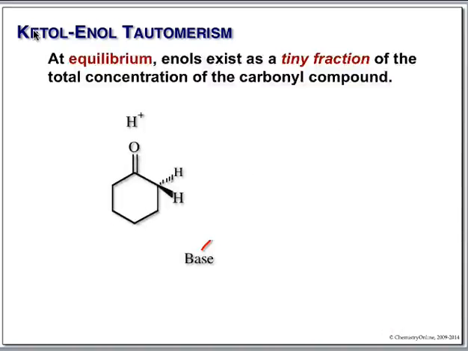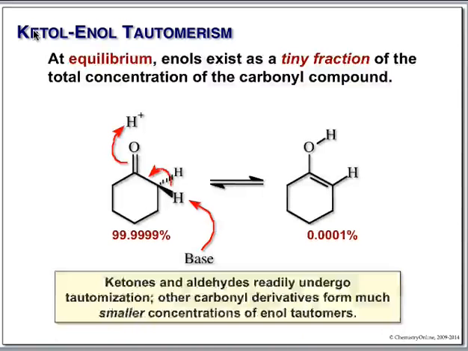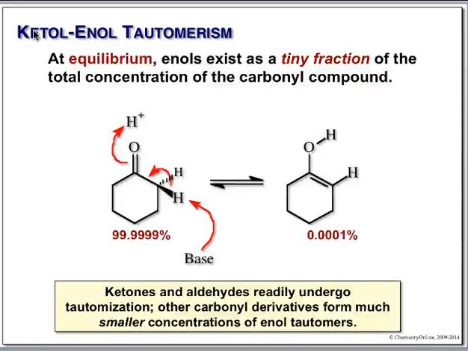We start off with something like cyclohexanone. It will form the enol. The equilibrium constant for this, however, is such that 99.999% of the stuff is actually the ketone, with just a little tiny bit of the enol present. Nonetheless, it's there, and enough of it is there that we can use this in chemistry.